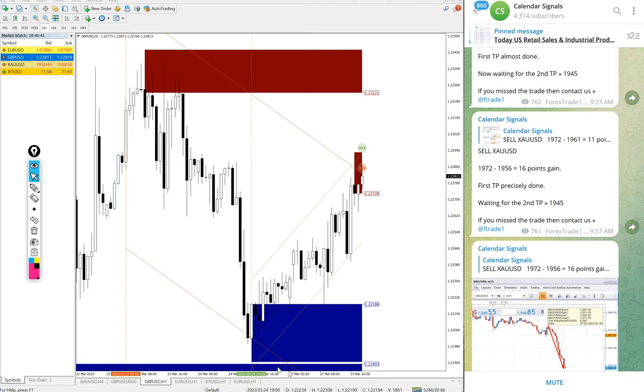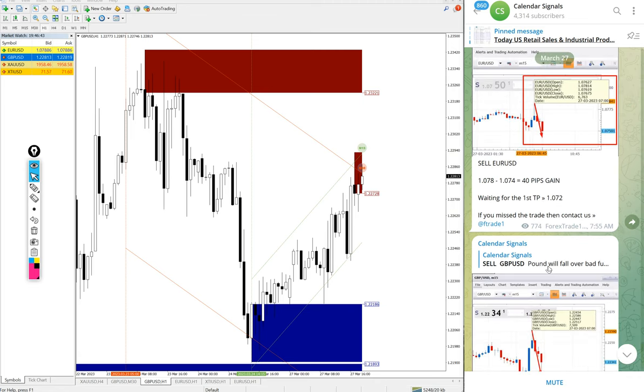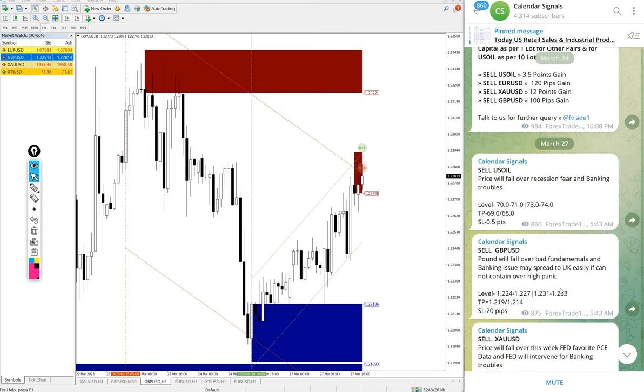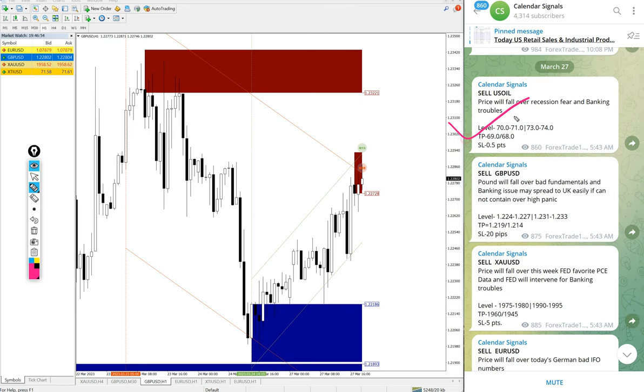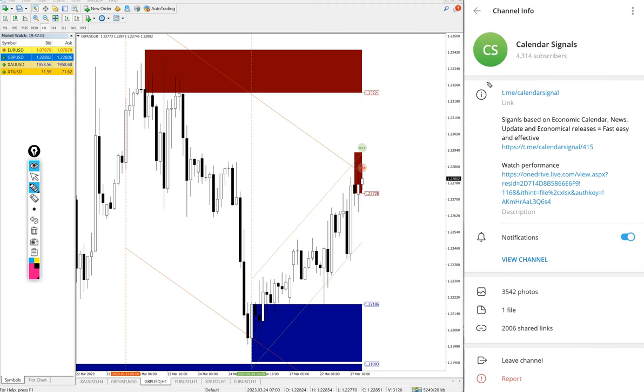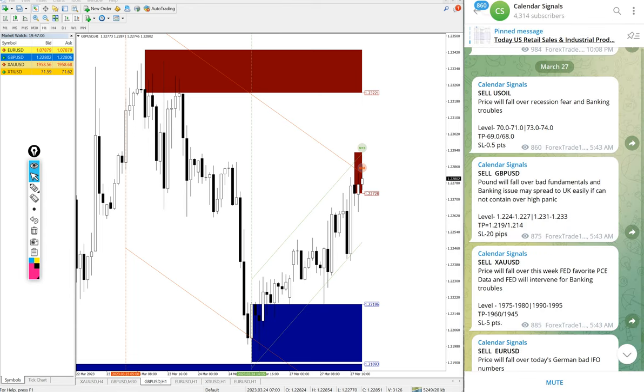Today we are going to give you the performance update of our today's calendar signal. Today's date is March 27. You can see the date pop up on our Telegram channel. Today we gave sell US oil, sell GBPUSD, sell gold and sell EURUSD. These four signals we gave, and all these signals are posted on this channel, t.me/calendar signal. This is where we post daily signals.